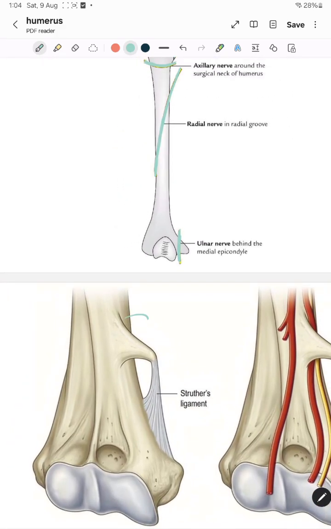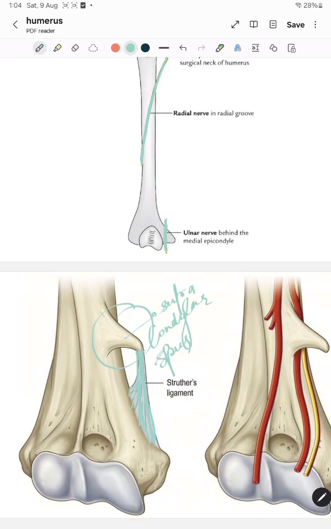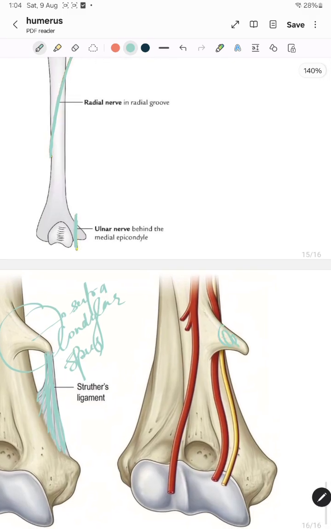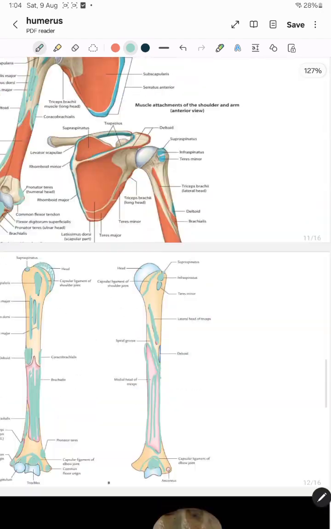There is also a process known as the supracondylar spur. Attached to it is the Struthers ligament. This is the spur, and it is present on the medial side. Medial condyle is the trochlea. This is the capsule present on the lateral side. So this is the PPT.